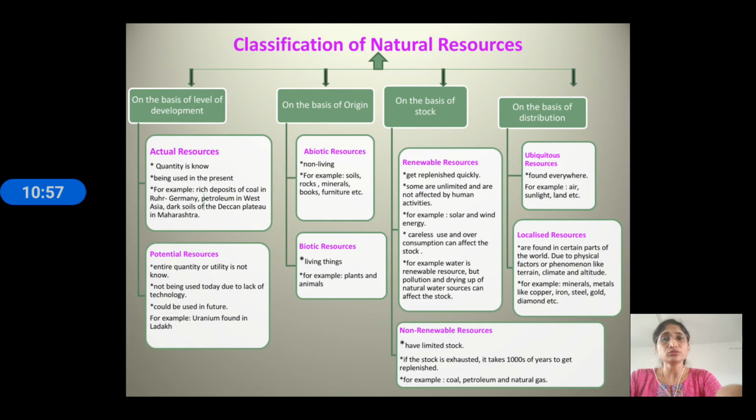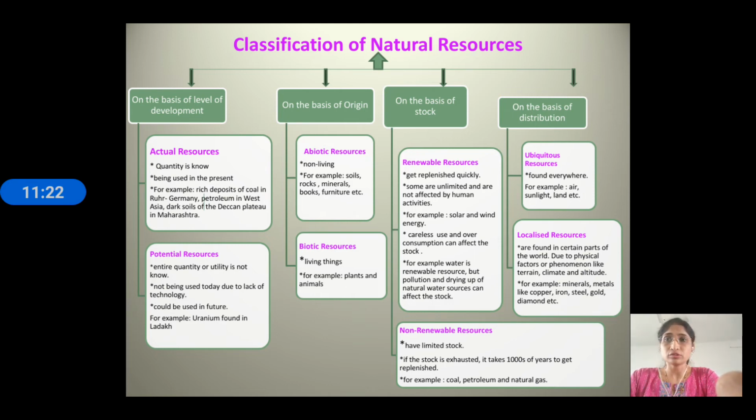Now, actual resources are the resources whose quantity is known and it is being used in present. For example, rich deposits of coal in Ruhr, that is Germany, petroleum in West Asia, dark soils of the Deccan Plateau in Maharashtra. These are the actual resources.